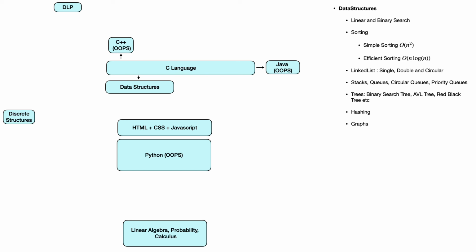We also study other data structures like linked lists: single, double, and circular linked lists, and the time complexity they have for insertion, deletion, and creation, all those CRUD operations. We try to analyze the time complexity. And we have stacks and queues. In queues, we have circular queues and priority queues, and we try to study the use cases of them.